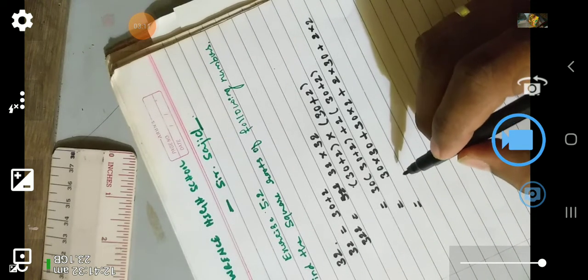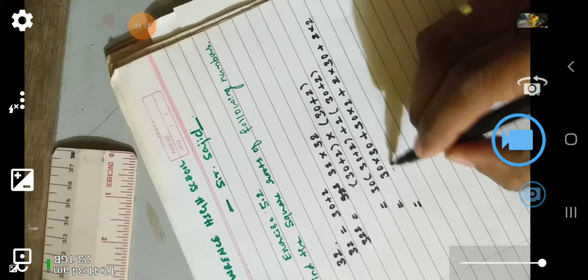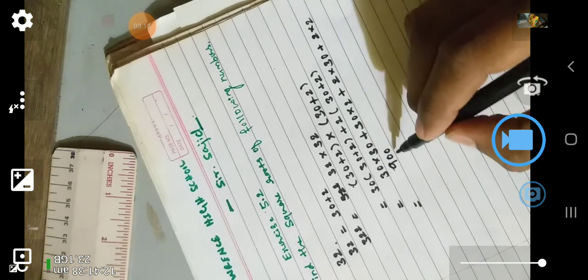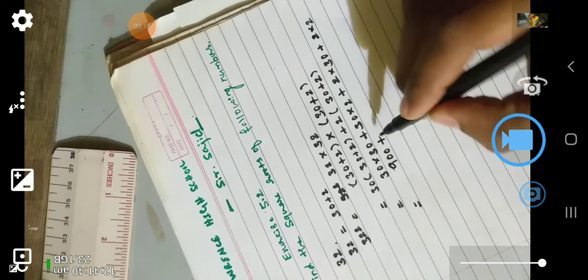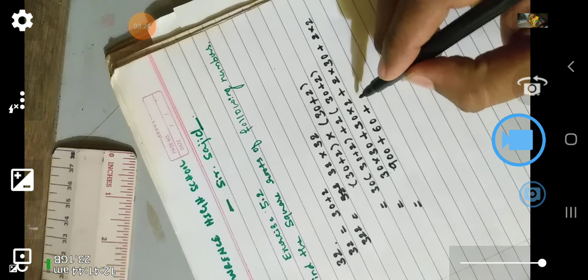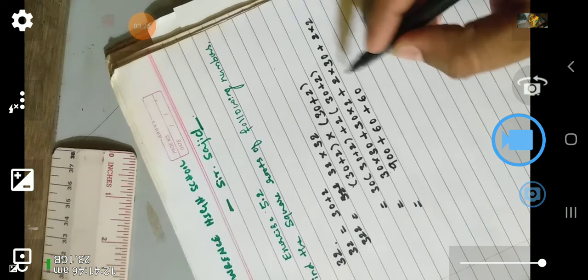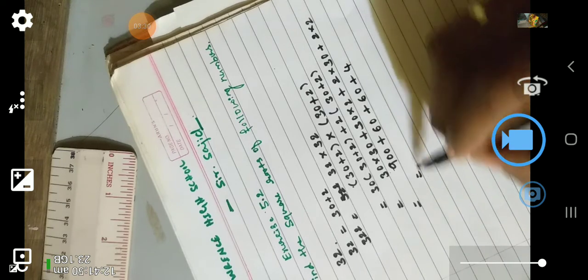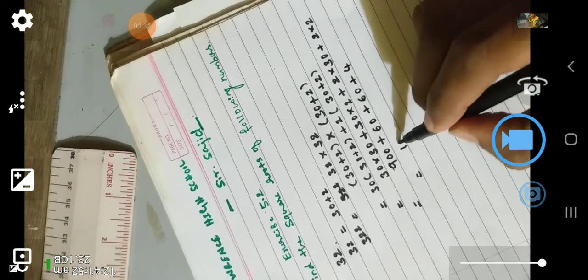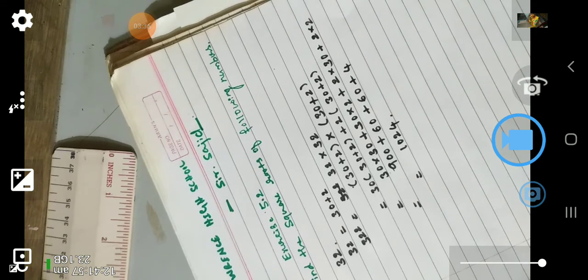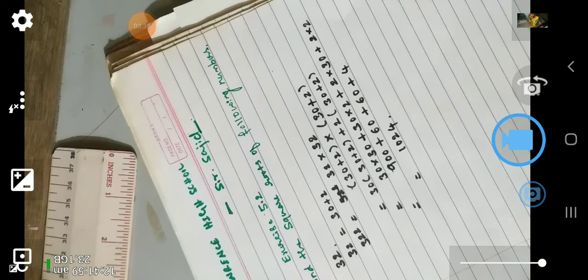If I solve it, 30 into 30 is how much? You can write it as 900, correct? 3 3s are 9, two zeros, 900, plus 30 into 2 is 60, plus 2 into 30 is again 60, plus 2 2s are 4. Now we add all that, so it becomes 1024. So the square of 32, 32 whole square, is 1024, right?